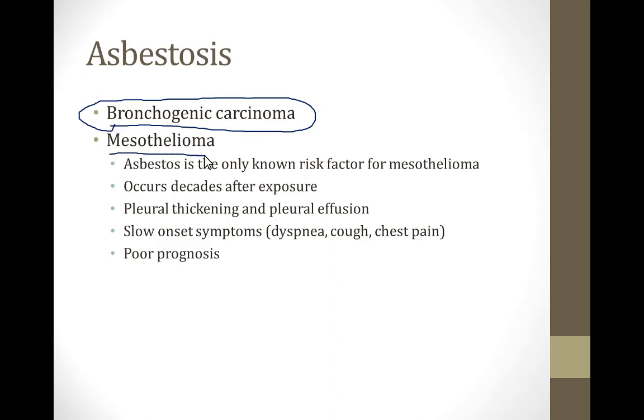Now, mesothelioma is a special cancer, and asbestos is the only known risk factor for this malignancy. This happens decades after exposure, so it's going to be someone who worked in shipbuilding, for example, many decades ago. On x-ray, they have thickening of their pleura and often a pleural effusion. If you see a pleural effusion in a patient who was an asbestos worker many decades ago, a mesothelioma is one of the first things you should think about.